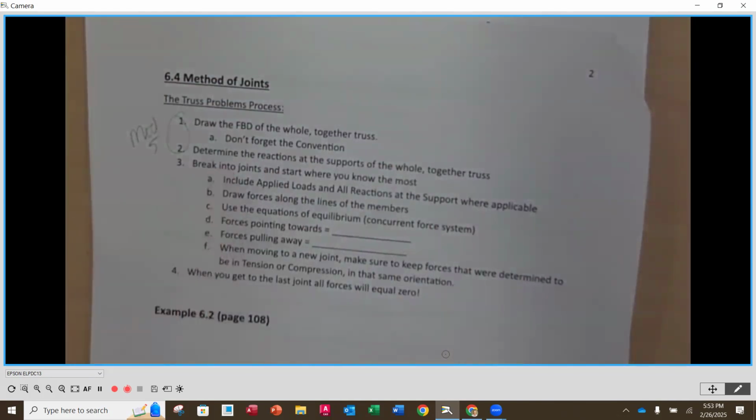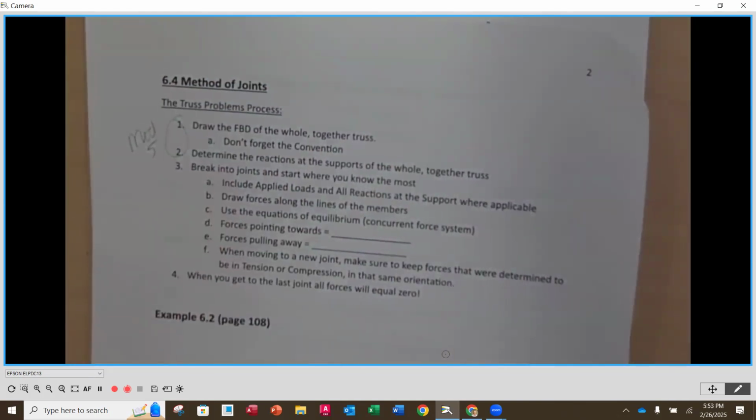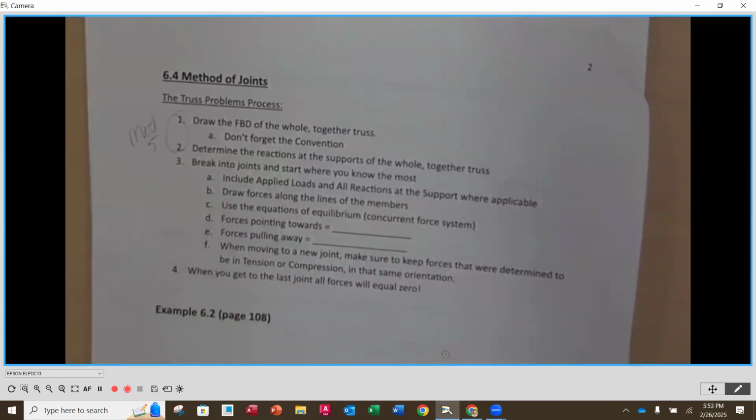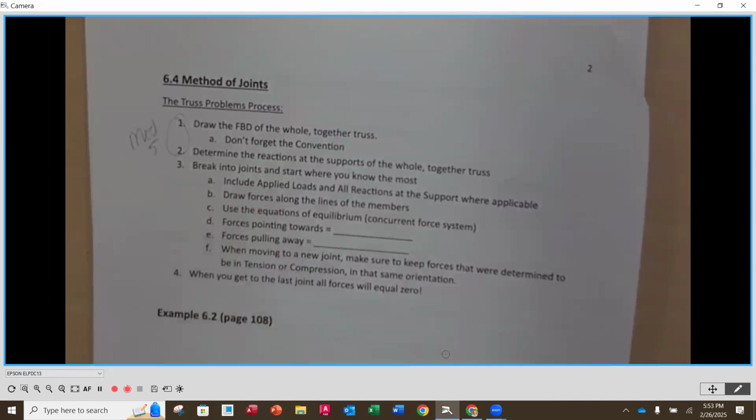Then once we have all of the forces identified, applied loads and reactions at the supports, we go to step number 3, and we break into the joints and start where we know the most. That might not make a whole lot of sense right now because you don't know much about trusses, but as we work through, I'll talk you through why we would start in one place and not another. Then in each joint, we include any applied loads and all reactions at the supports that are applicable for that joint. Then we draw the forces along the lines of the members.